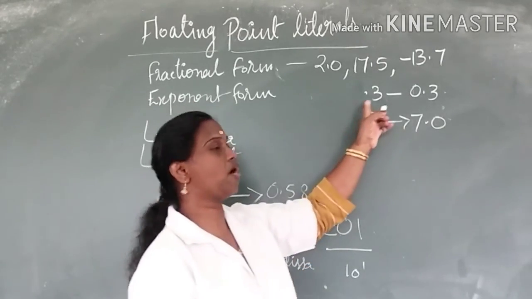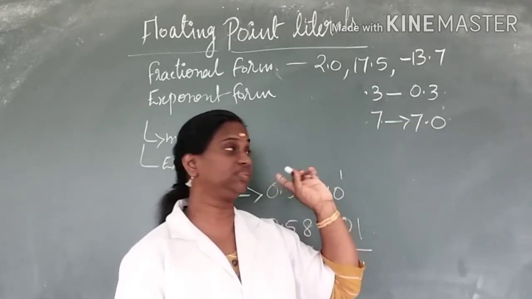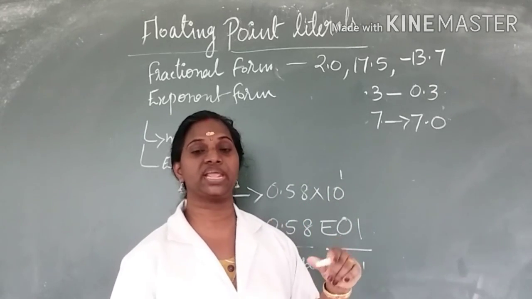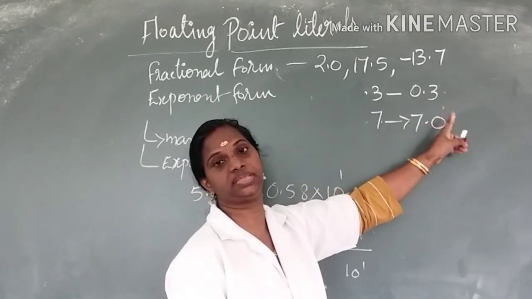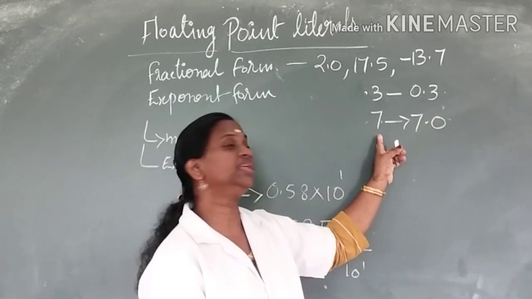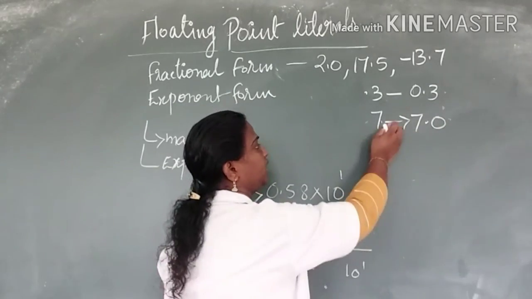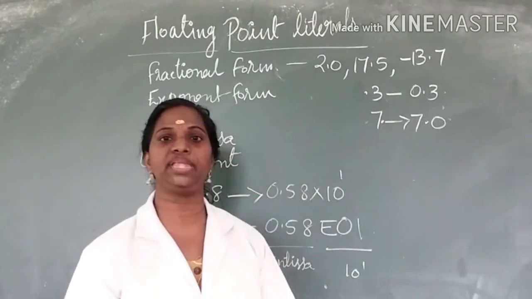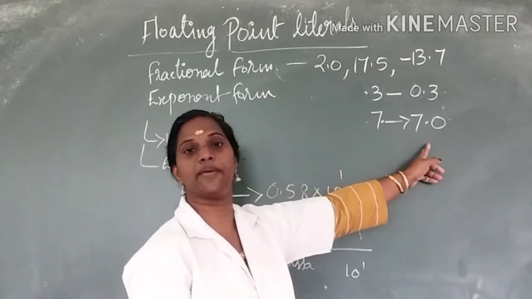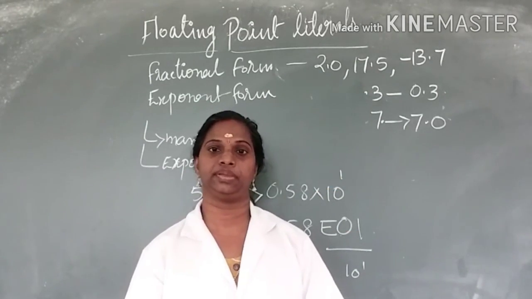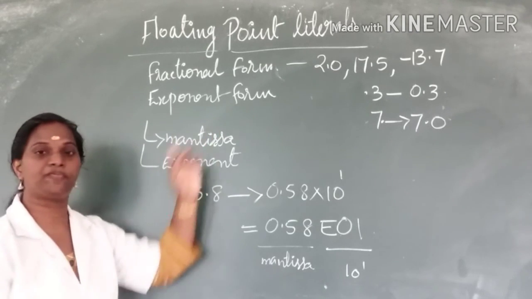See here, 0.3. When you simply type 0.3, it will be taken as 0.3. When you type 7 point, it will be taken as 7.0. Clear? Next one is exponent form.